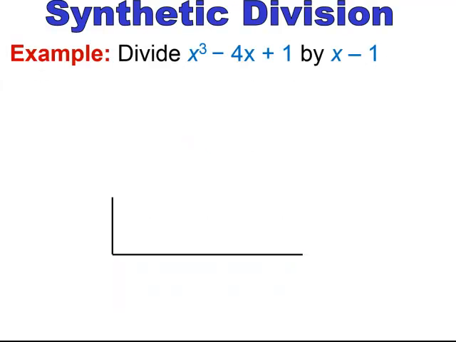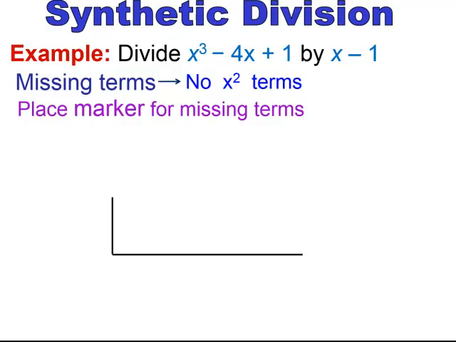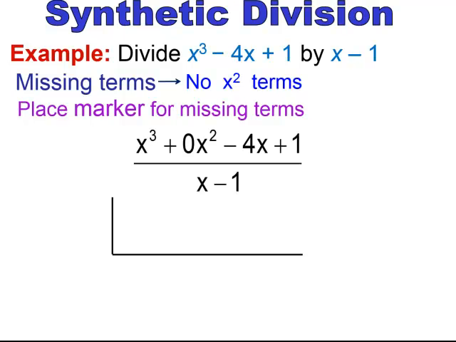Similar to the long division, if we're missing a term, you need to put that place marker. A missing term, you need a place marker. This does not have an x squared in it. You always want to double check that. We have x cubed, we don't have an x squared, we have an x, and we have a constant. So where the x squared should be, I would put a place marker of 0.